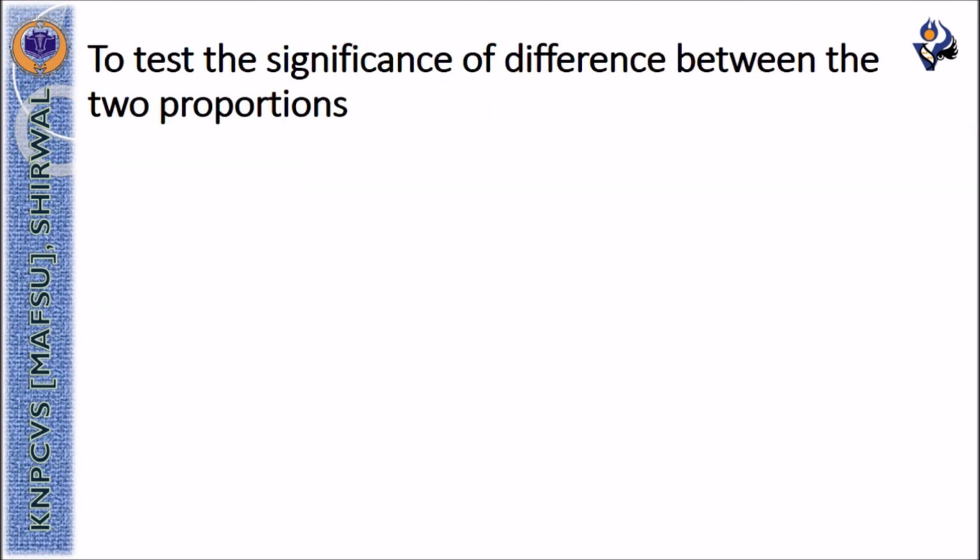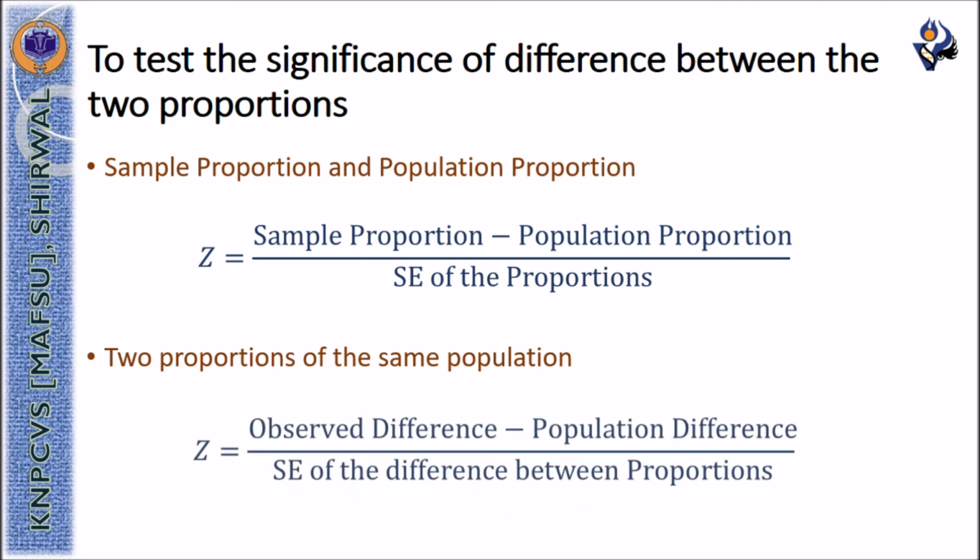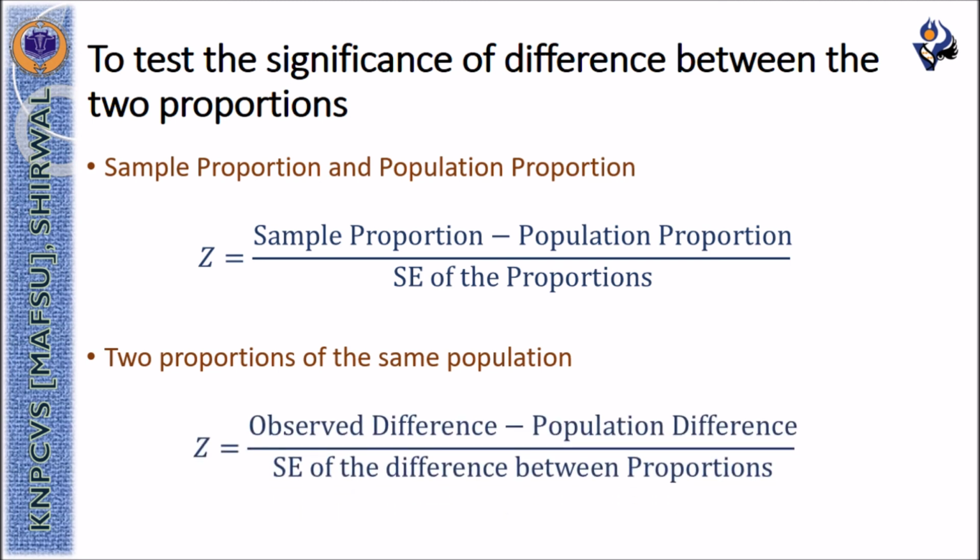Z-test is even conducted to test the significance of difference between two proportions. Now, the sample proportion and population proportion can be compared with the formula sample proportion minus population proportion divided by standard error of the proportions. Or, to test the significance of difference between two proportions of the same population, we can use the formula observed difference minus population difference divided by standard error of the difference between proportions.